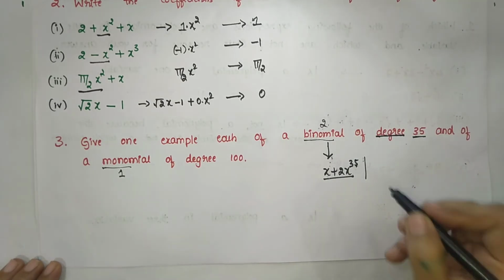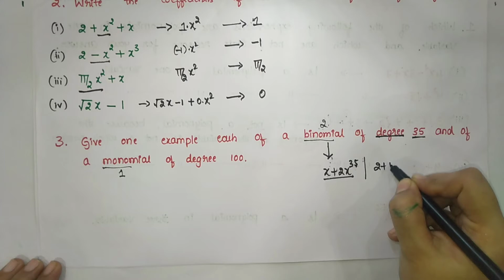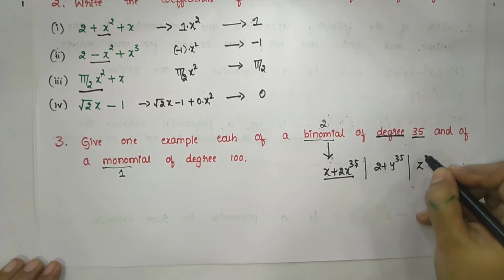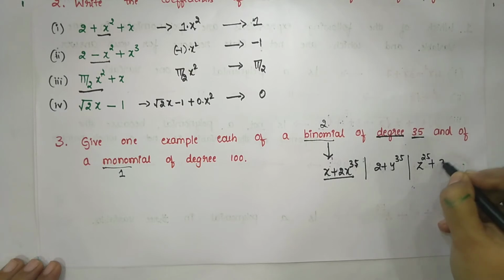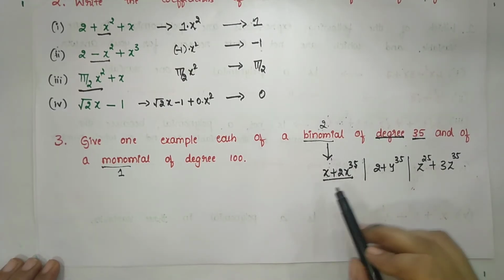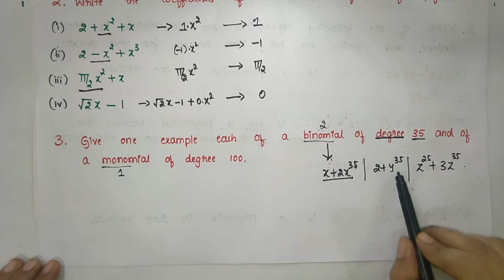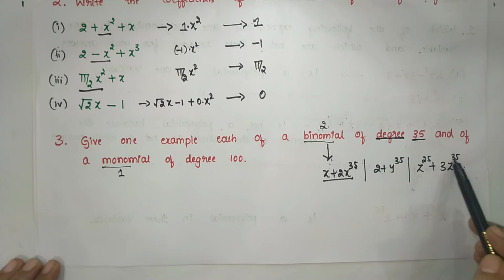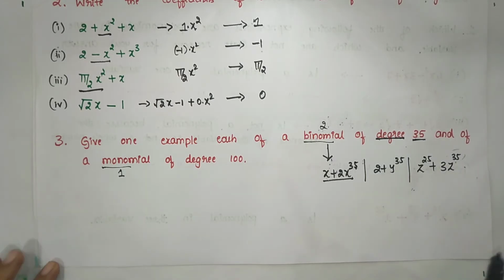Similarly, you can also write 2 plus y power 35 as an example, or z power 25 plus 3 z power 35 as an example. The only thing is there should be two terms since it is a binomial, and the highest power of the variable should be 35.